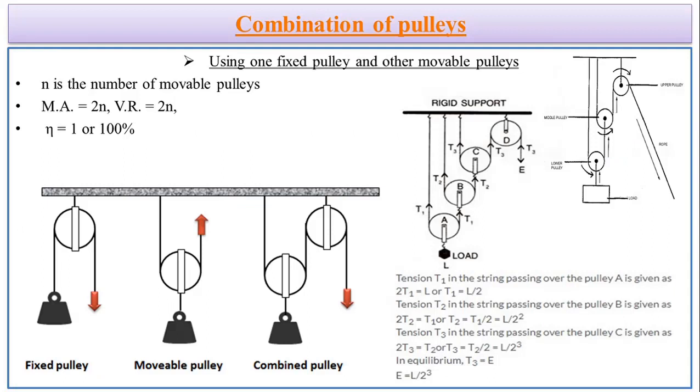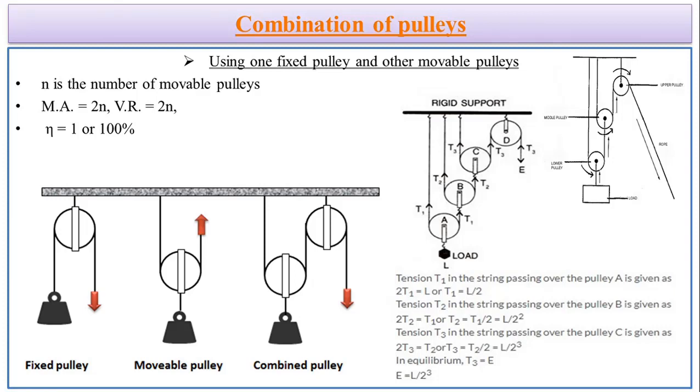Here, a combination of pulleys. You can see a single fixed pulley connected with a single movable pulley to make it more efficient. We have already understood that a single fixed pulley has a mechanical advantage equal to 1, which denotes that it is mainly used to change the direction of the force.